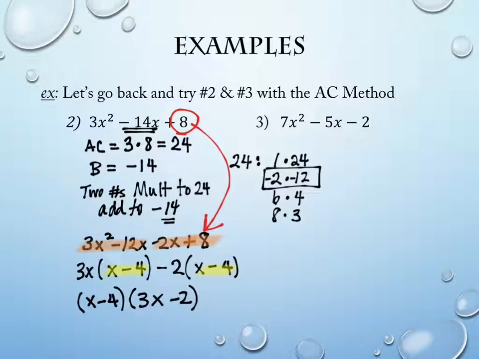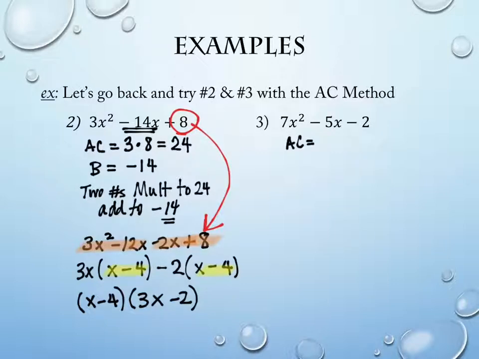Okay, let's try it with the next pair. Okay, so A times C would be what here? 7 times negative 2. It's actually negative 14, so we need to be careful with our signs a little bit. And then the B value is negative 5. Okay, so I need to know what numbers could multiply to give me 14. And it's a negative 14, right? So I could have 7 and 2, with one of them being negative, right? So either negative 7 or negative 2.